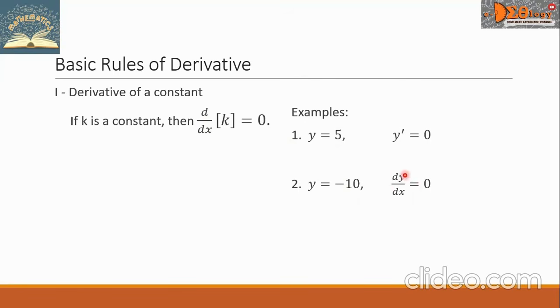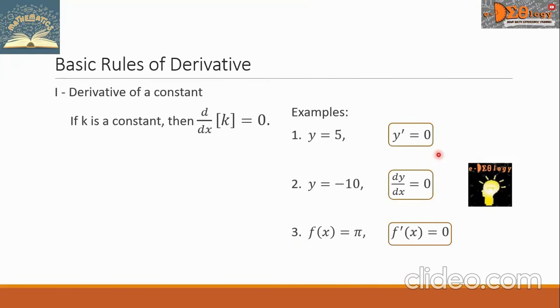In here, we used another notation of derivative. Example 3, f of x equals pi. This pi is considered a constant, so we say that f prime of x equals 0. These are the answers for these examples.